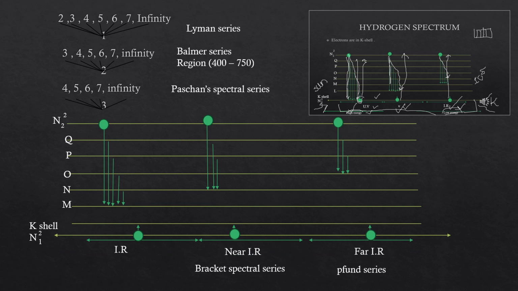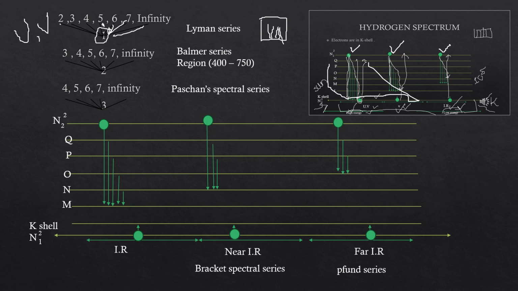Now let me tell you with this graph, we got three parts: ultraviolet, visible, infrared. For the ultraviolet we get a series like this. The electron falls from infinity, then 7, then 6, then 5, then 4, then 3, then 2. Now the line spectrum must be like this. This is a straight line. This kind of series is known as the Lyman series.